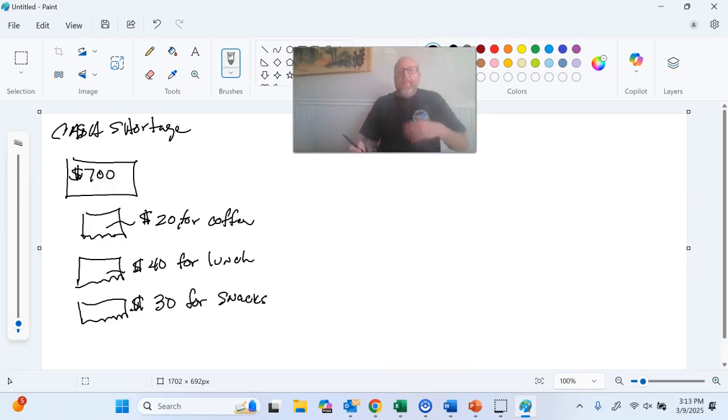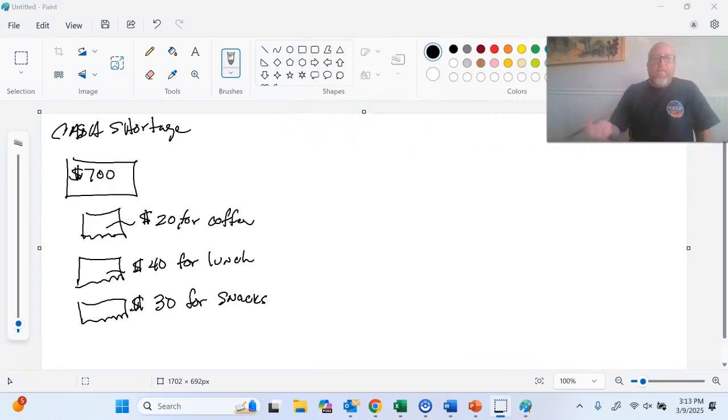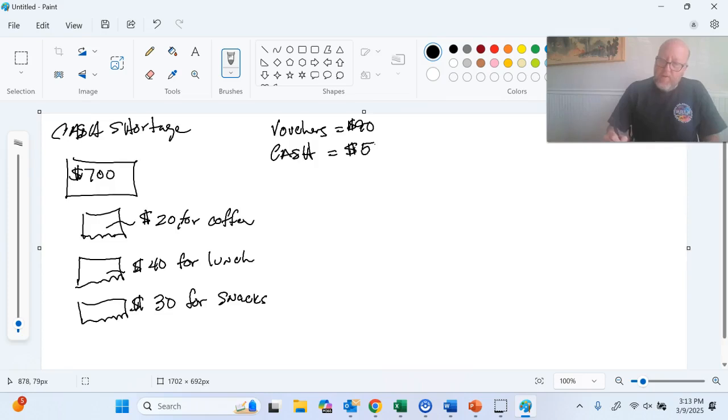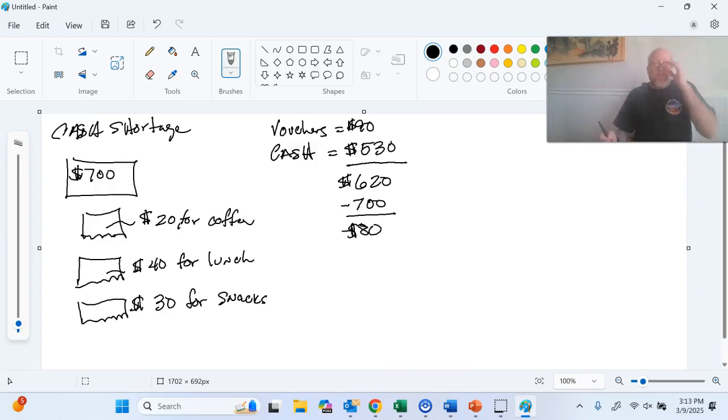Okay? Again, at the end of the period, I'm going to reconcile all of my vouchers and count up all my cash. So all of my vouchers or sticky notes, that is a total of $90. Then in this example, I'm going to add up all of my cash, and let's just say that I've got $530 of cash. So the vouchers plus my cash is going to equal 620, which means I am now short by $80. I've lost $80.